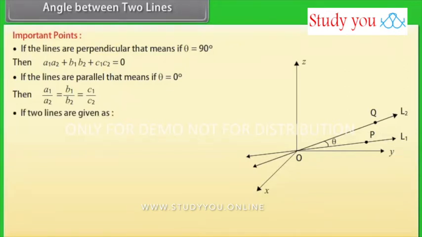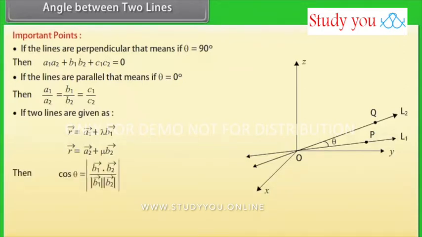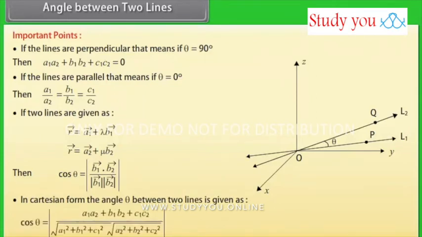If two lines are given as vector r equals vector a1 plus lambda vector b1, and vector r equals vector a2 plus mu vector b2, then cos theta equals modulus of (vector b1 dot vector b2) by modulus of vector b1 into modulus of vector b2. In Cartesian form, the angle theta between two lines is given as cos theta equals modulus of (a1a2 plus b1b2 plus c1c2) divided by square root of (a1 square plus b1 square plus c1 square) into square root of (a2 square plus b2 square plus c2 square).